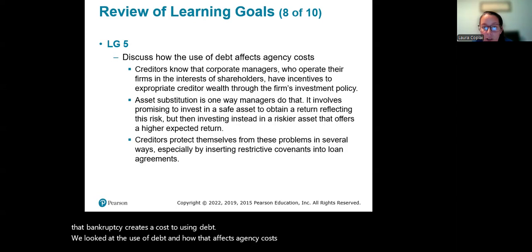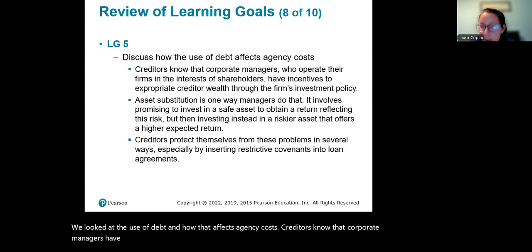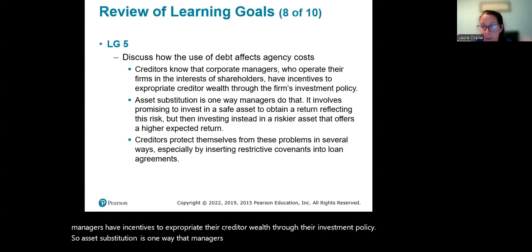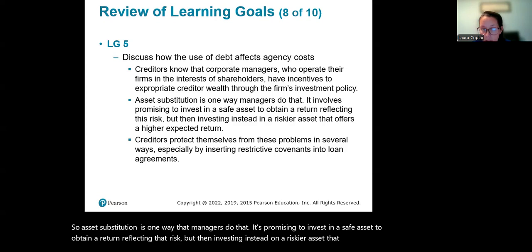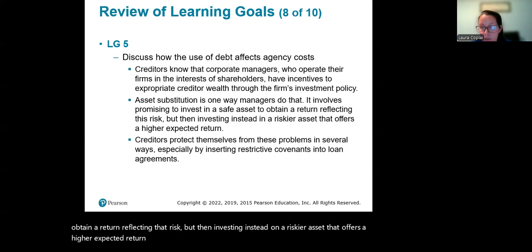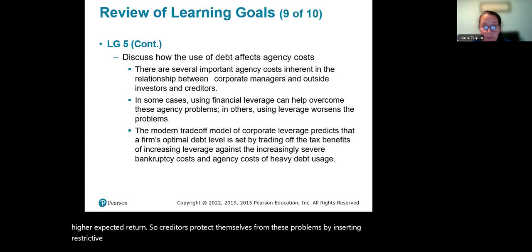Creditors know that corporate managers have incentives to expropriate creditor wealth through their investment policy. Asset substitution is one way that managers do that. It's promising to invest in a safe asset to obtain a return reflecting that risk, but then investing instead in a riskier asset that offers a higher expected return. So creditors protect themselves from these problems by inserting restrictive covenants into loan agreements.